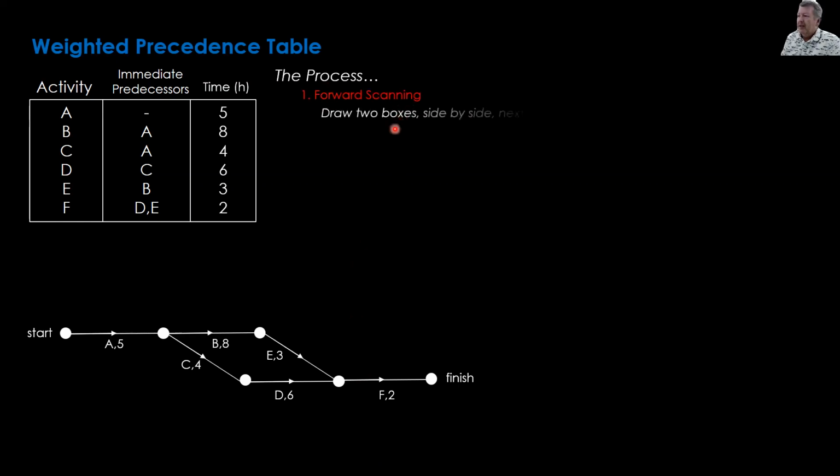scanning. So that's where we draw two boxes side by side next to each vertex. So here's our first vertex. We need a double-sided box there. You can see we're going to put them all the way through the network at each vertex. Where exactly doesn't matter, so long as you can see that it references the vertex.